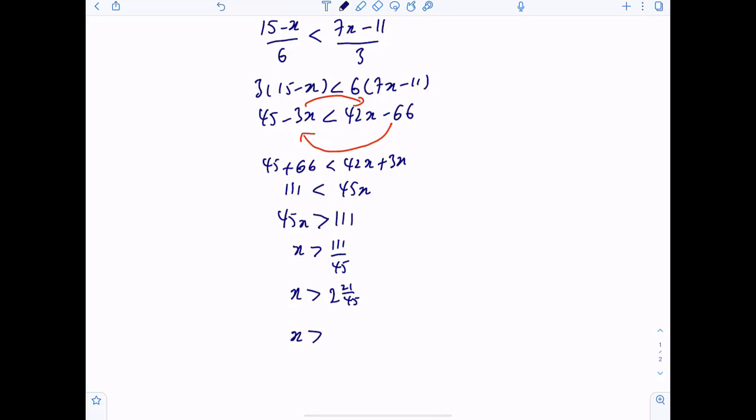X is more than 2 wholes. Simplify the fraction. You can divide by 3 on both sides. So you get 7 over 15. Final answer for this question.